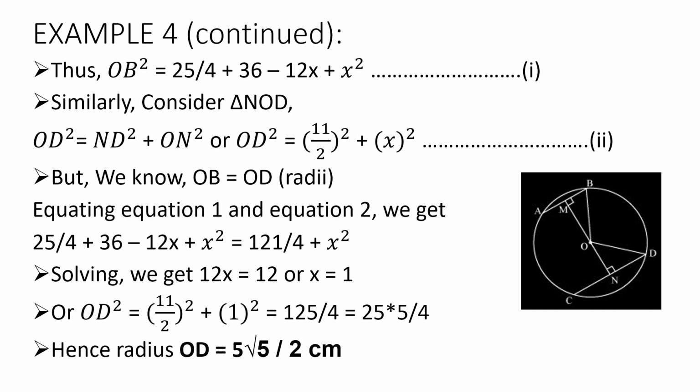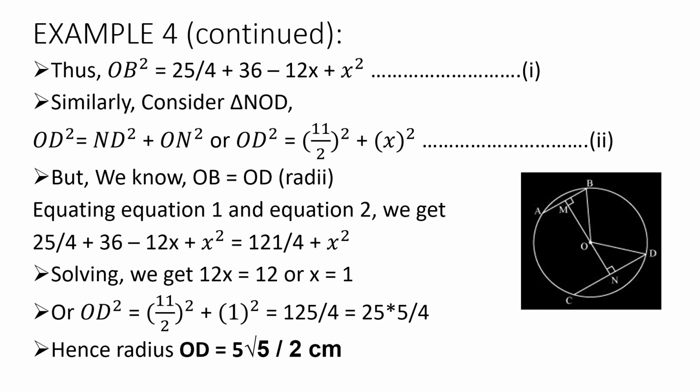We have two equations, but we know that OB is equal to OD because they are the radii of the same circle. So equating equations 1 and 2, we get 25 by 4 plus 36 minus 12x plus x square is equal to 121 by 4 plus x square. Solving this, we get 12x is equal to 12, or x is equal to 1. Here x square gets cancelled.